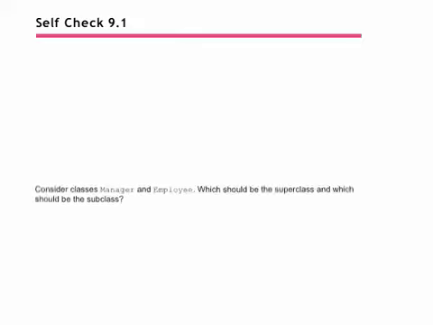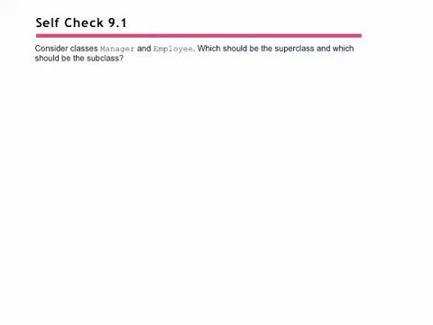Let's take a look at a self-check. Consider classes Manager and Employee. Which should be the superclass and which should be the subclass? Remember the is-a test. Manager is an Employee. That seems to make sense to me, rather than Employee is a Manager. So Manager is an Employee. That means that Employee is the superclass and Manager is the subclass.